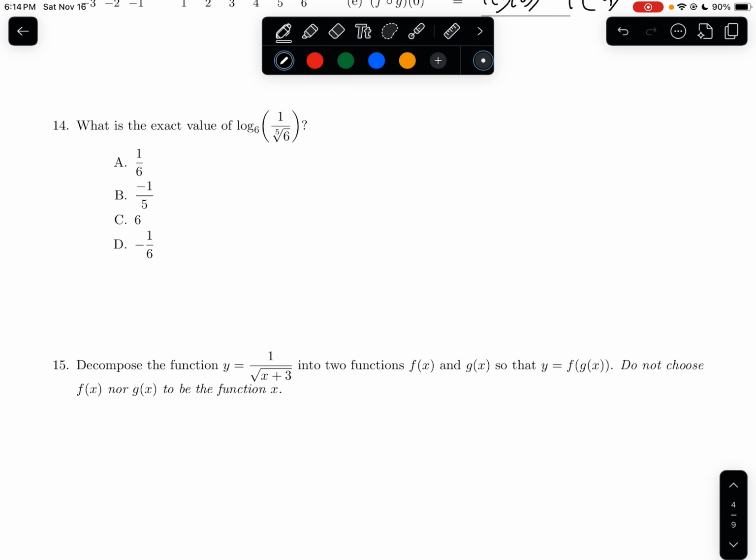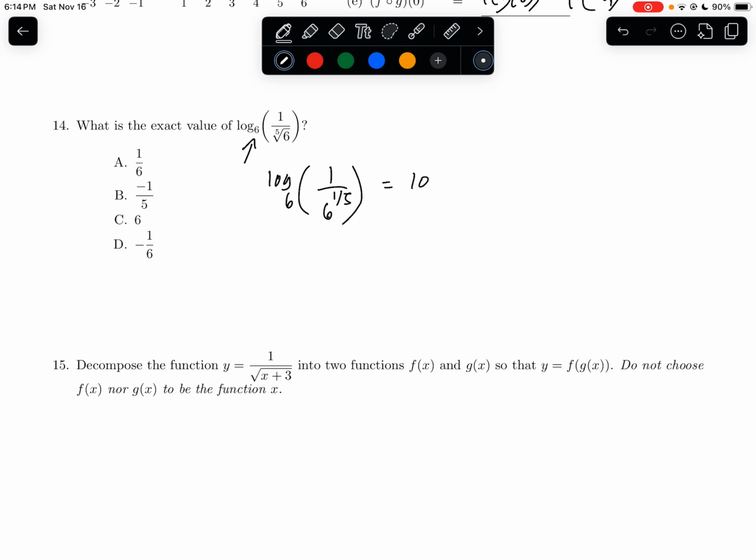What is the exact value of this logarithm? You can compute this on your calculator if your calculator allows for any base logarithm, but that's not actually necessary here. You can do this exactly just by hand because we can recognize that 1 over the 5th root of 6 is 1 over 6 to the 1/5. That's actually nothing to do with logarithms. That's just the exponent rules, how we convert between radicals and fractional exponents, which we're doing in section 4.2.